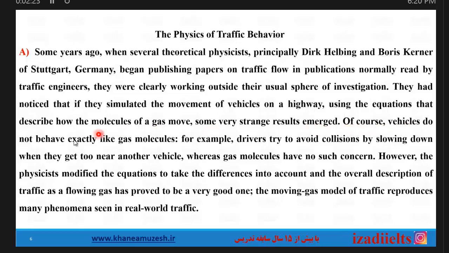Of course, vehicles do not behave exactly like gas molecules. For example, drivers try to avoid collisions by slowing down when they get too near another vehicle, whereas gas molecules have no such concern. However, the physicists modified the equations to take the differences into account, and the overall description of traffic as a flowing gas has proved to be a very good one. The moving gas model of traffic reproduces many phenomena seen in real-world traffic.